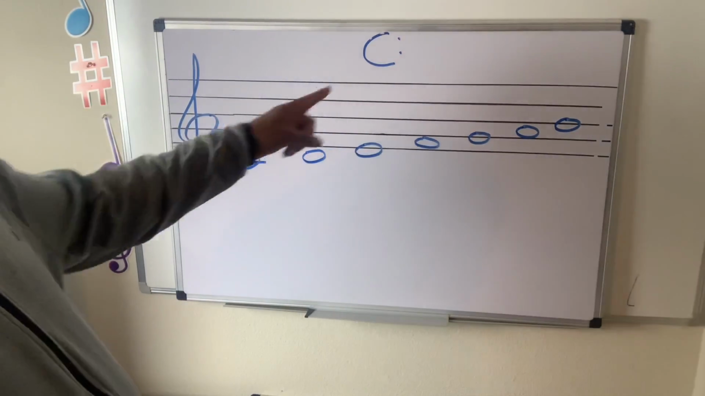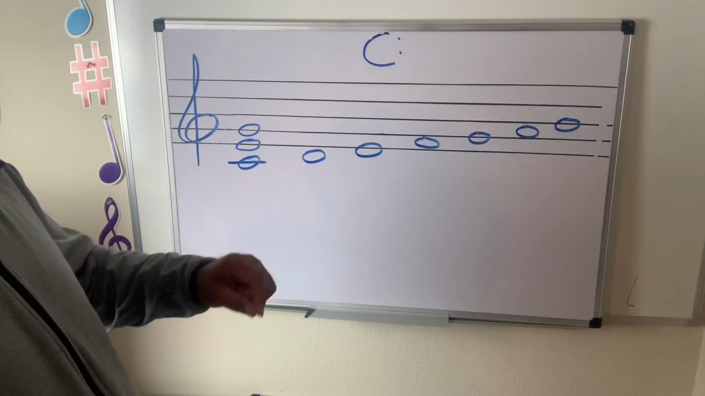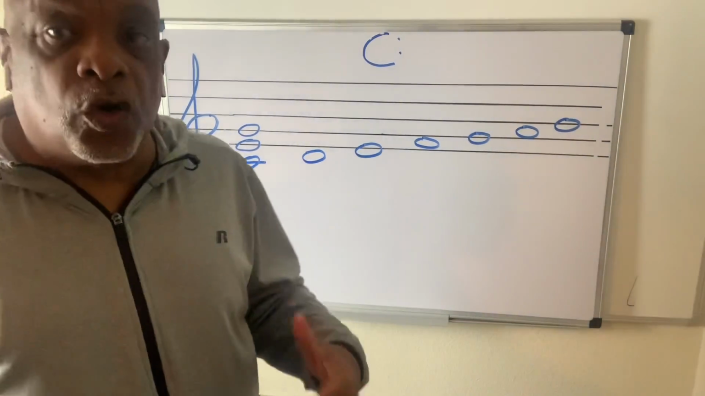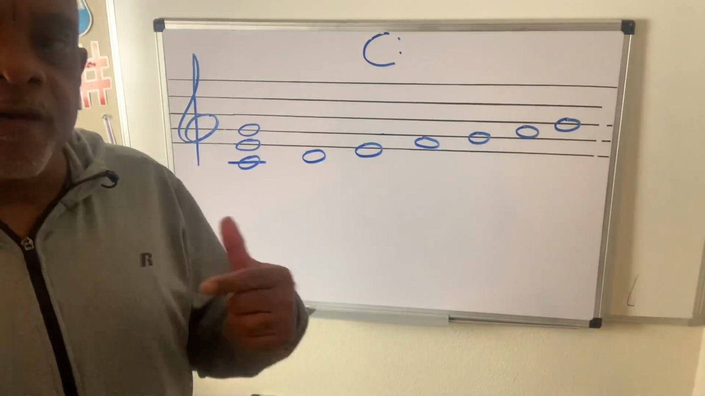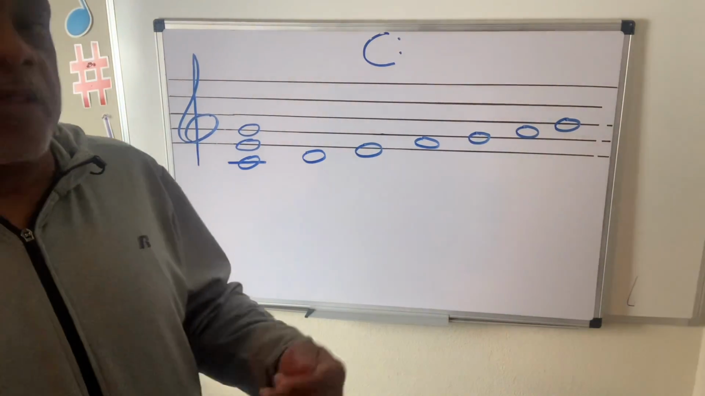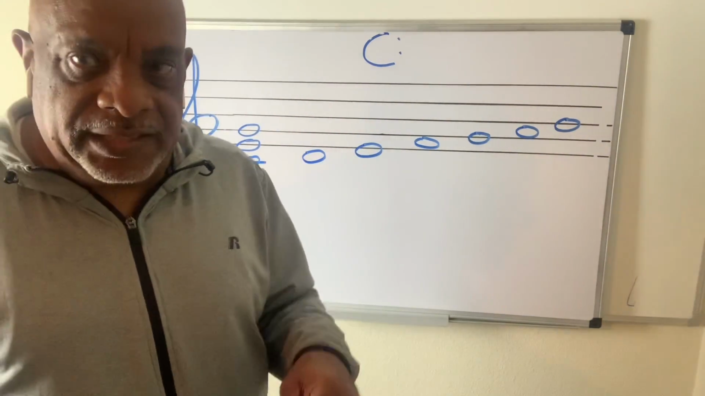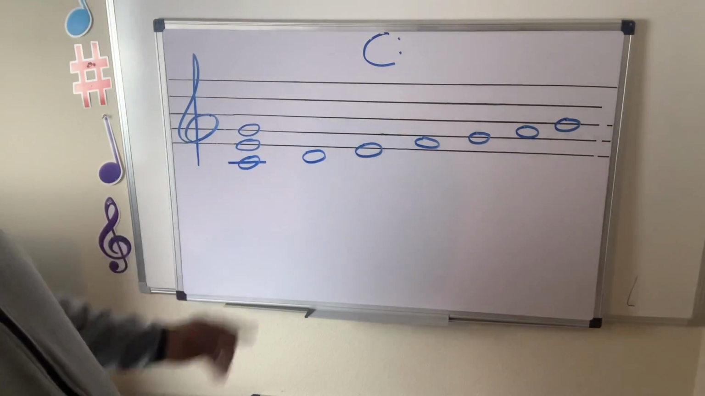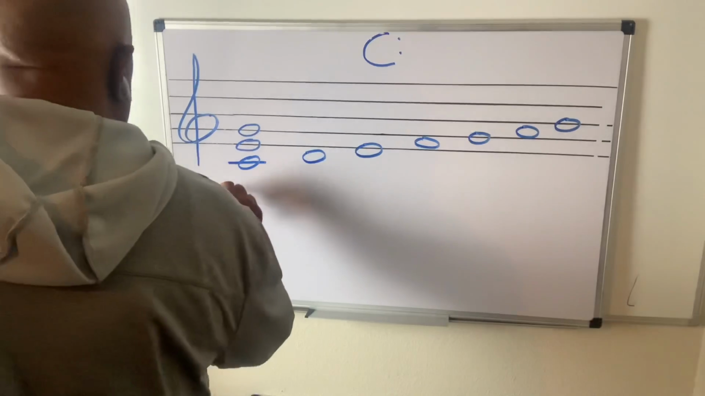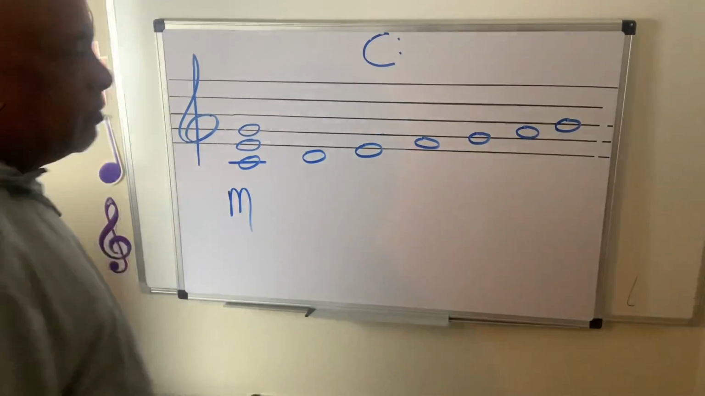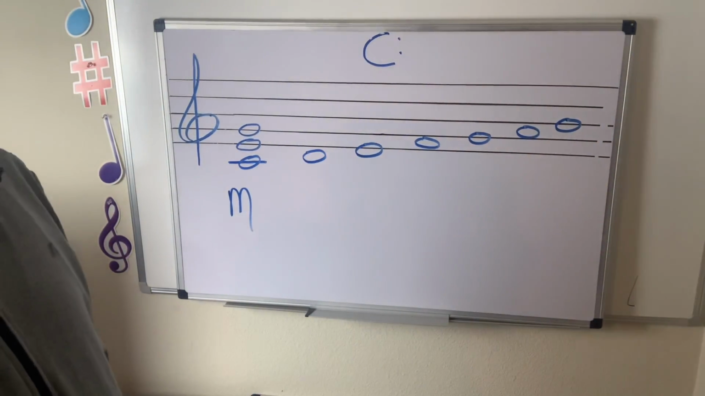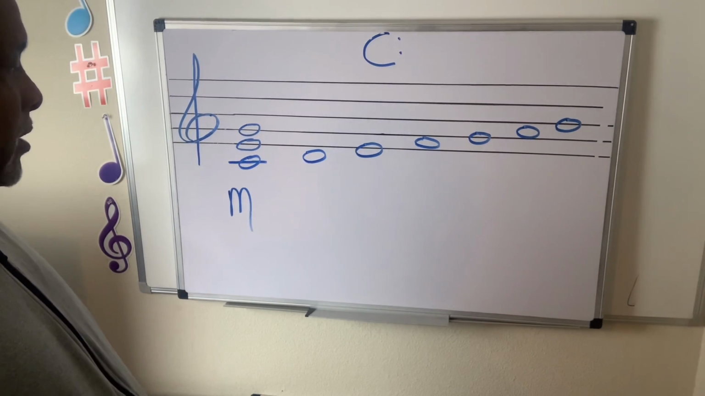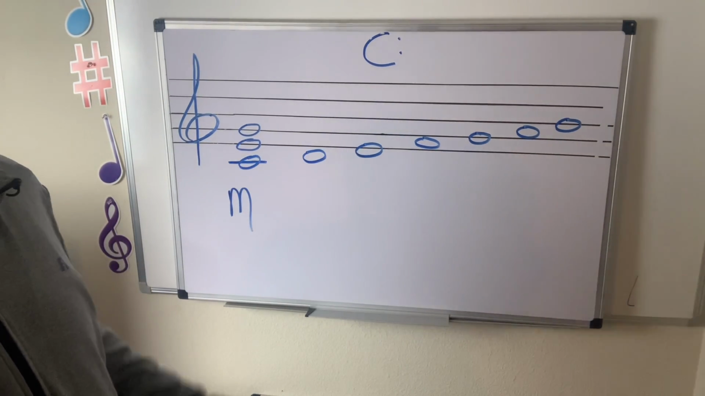Because we're in the key of C. And in the key of C, there are no sharps or flats. So C, E, G is our first triad, and it is a major triad. So this is our first scale degree in the key of C.